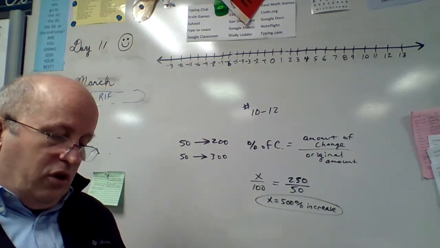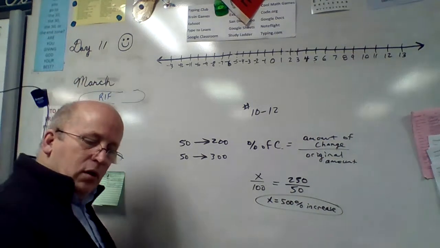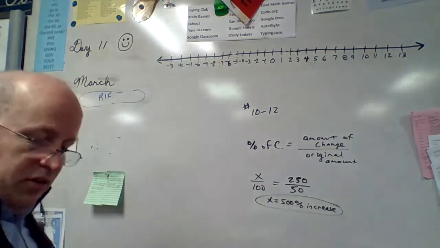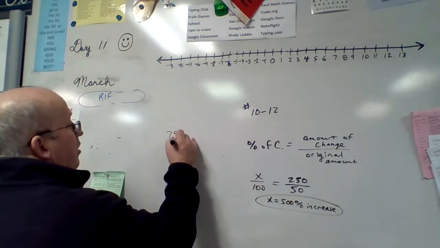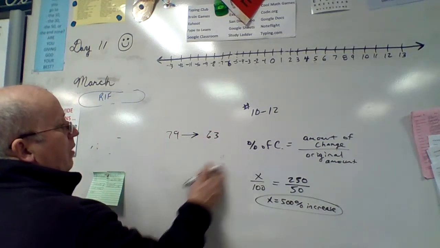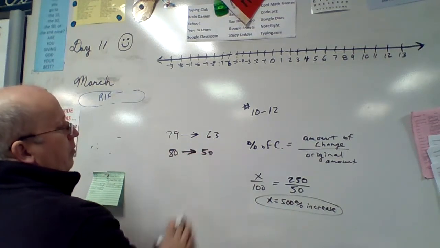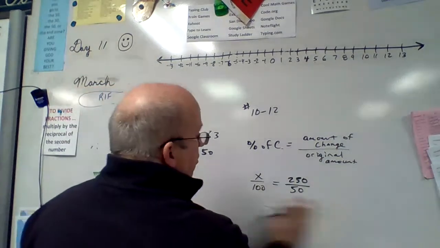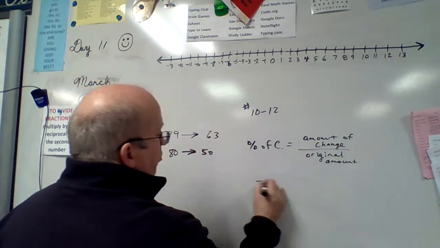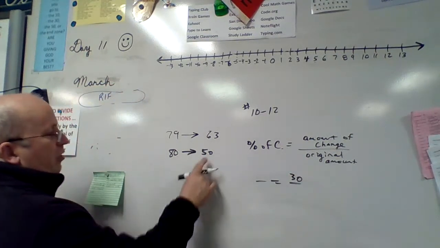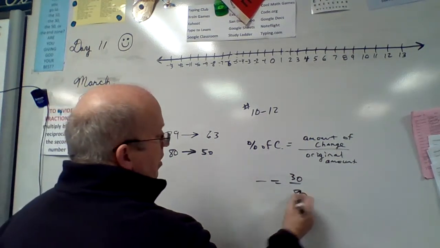Let's do one similar to number 11. Number 11 says, let's take something that's $79 and turn it into something that's $63. I'm not going to do that. Let's take something that's $80 and turn it into something that's $50. So, how much is the change there? The change is $30. How much is the original amount? The original amount is 80.